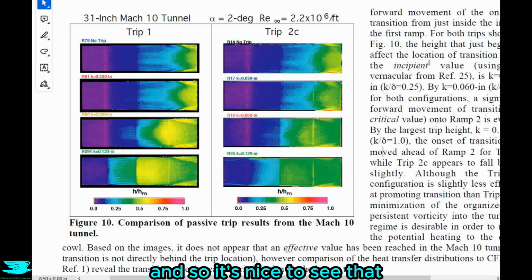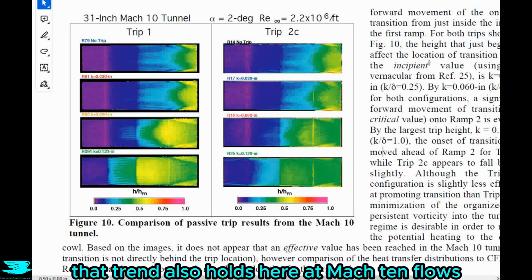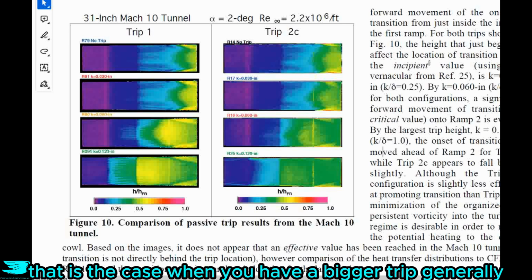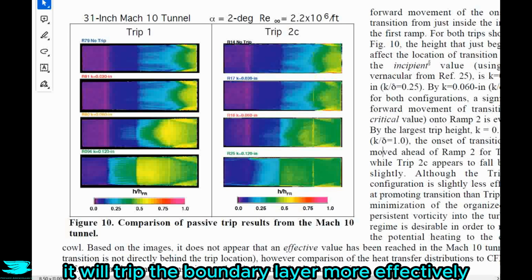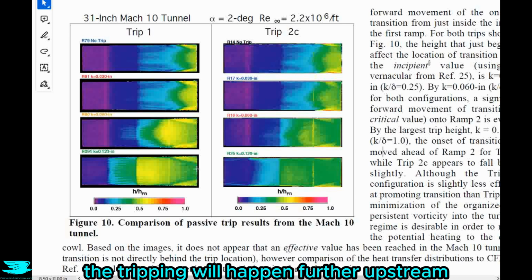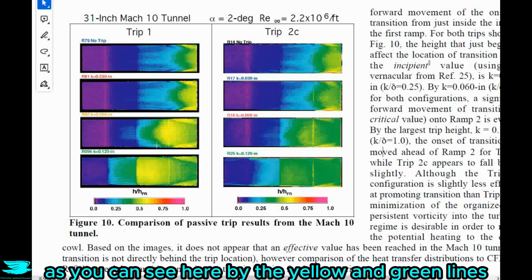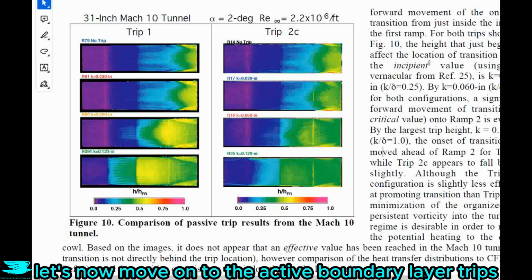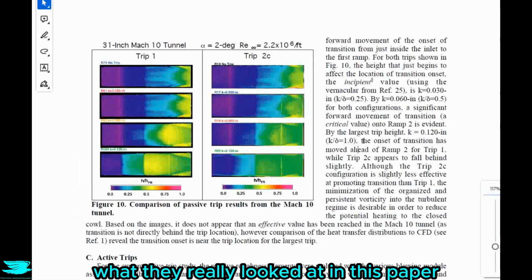And so it's nice to see that that trend also holds here at Mach 10 flows as it does at supersonic and subsonic flows too. That is the case. When you have a bigger trip, generally it will trip the boundary layer more effectively. The tripping will happen further upstream, as you can see here by the yellow and green lines migrating further upstream. Let's now move on to the active boundary layer trips, what they really looked at in this paper.